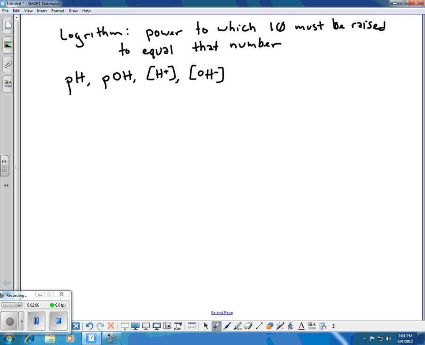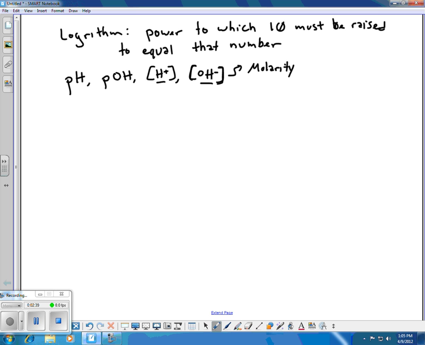Now, just as a reminder, we haven't yet really delved into why we care about H plus and OH minus. Just for now, know that they're going to be important. We're going to actually tackle this next class as to why we specifically care about those two components. And then just remember, anytime you see brackets, we're talking about a concentration in molarity. So when you see hydroxide ions in brackets, we're talking about the molarity of hydroxide ions, or the concentration of hydroxide ions.